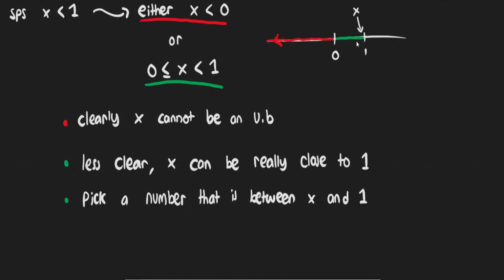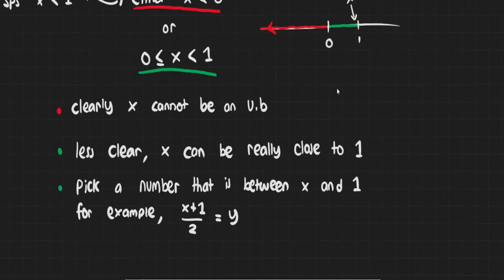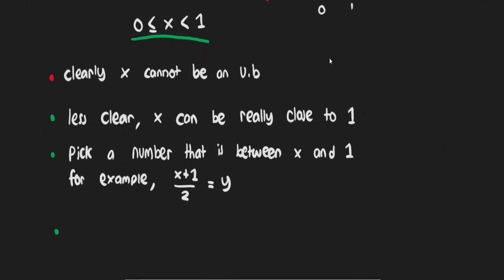So how do we do that? Well, why don't we try adding x and 1 together and dividing it by 2? That will give us straight away a number that is between x and 1. So we're going to relabel this whole thing, the number that is between x and 1, as y. And we're going to make a couple of observations.